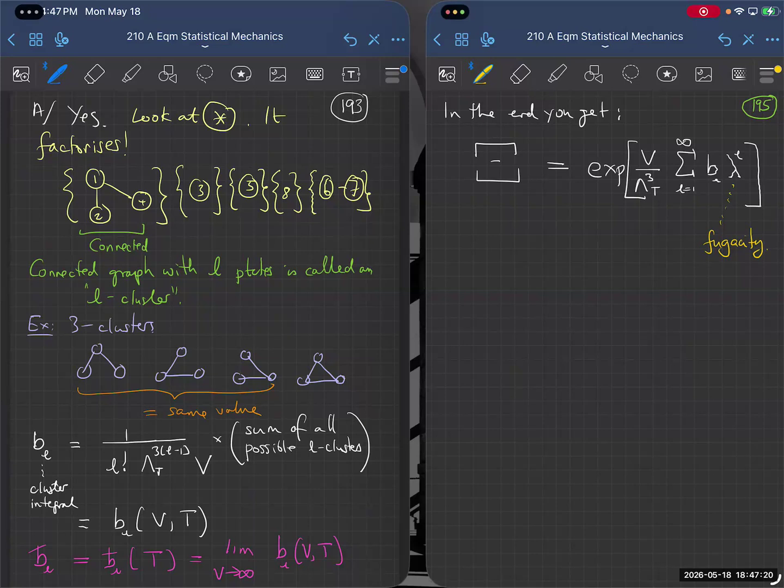And why is this so amazing? Okay, so the first thing you might ask is, wait, what? Why did the grand partition function come in?